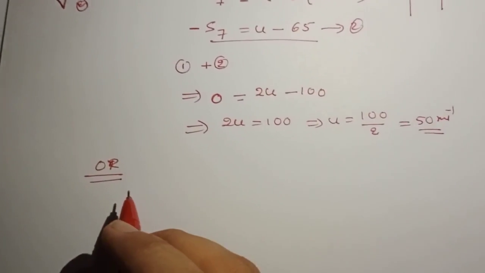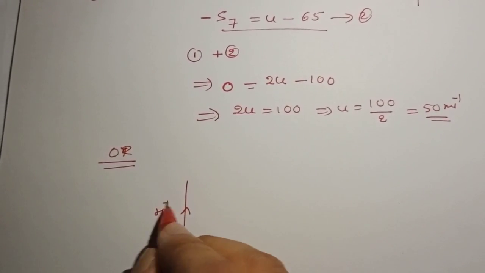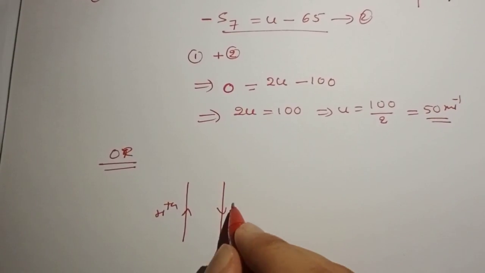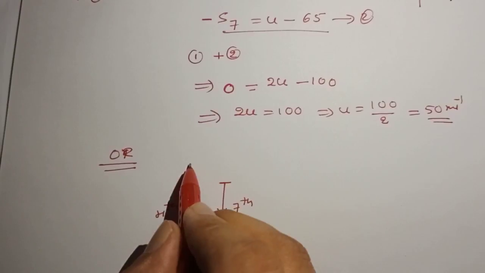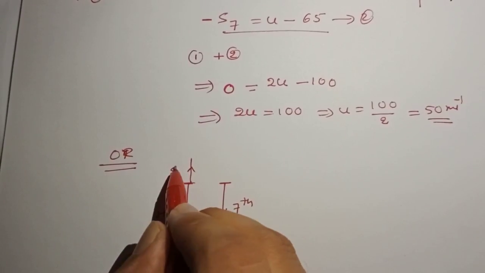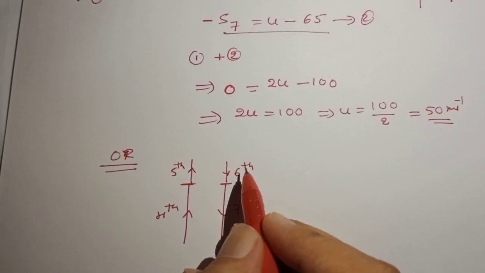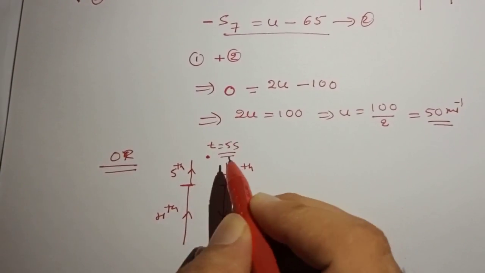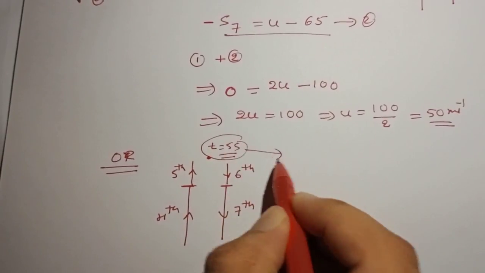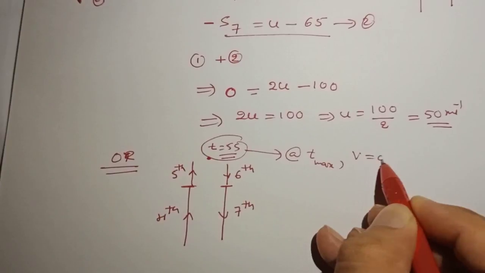Somehow, if you come to know that during the 4th second the object is going up, and during the 7th second the object is coming down, then you can conclude that definitely during the 5th second the object will be going up, and during the 6th second the object will be coming down. Therefore t is equal to 5 seconds is the time of maximum height. At the time of maximum height, velocity will be equal to 0.